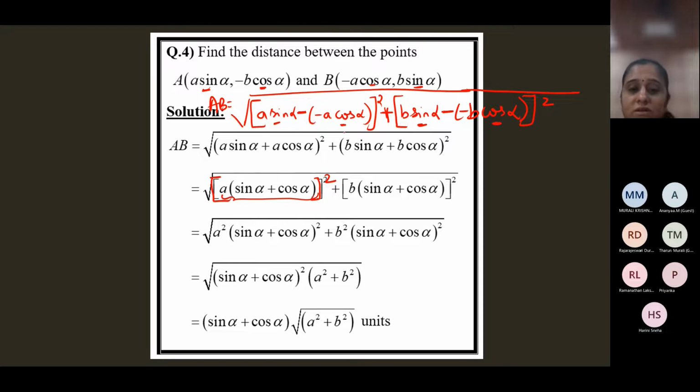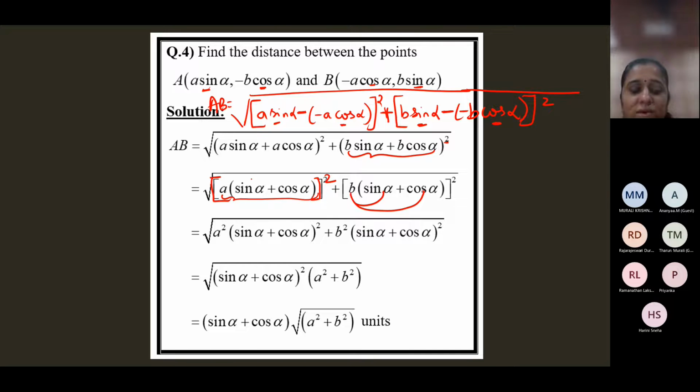Be careful there. Here also, when you take out b common, children, b into sine alpha plus b into cos alpha. The whole square, see the square, the whole square. Because the square is for the whole thing.